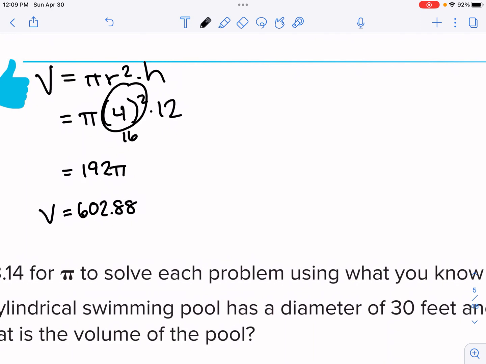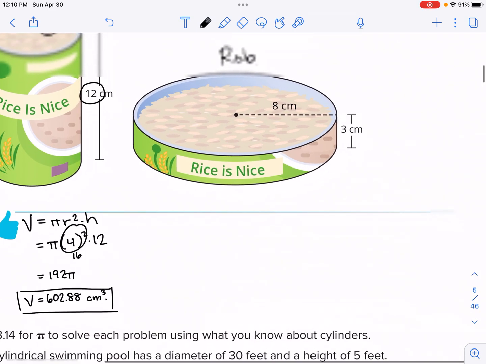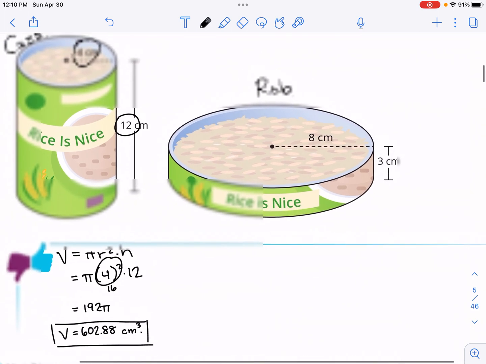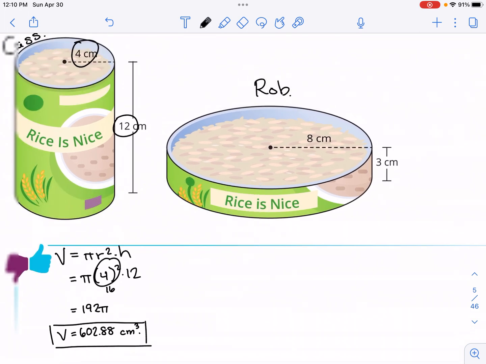So final answer we're going to say is the volume is 602.88 cubic centimeters. Okay, so this is what Kaz has. Now let's check what Robert has. You can think of a guess, or just take a guess here. Do you think that this is going to hold more rice, less rice, maybe the same amount of rice?